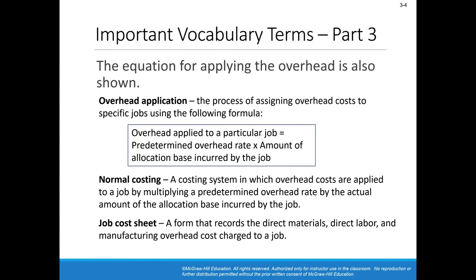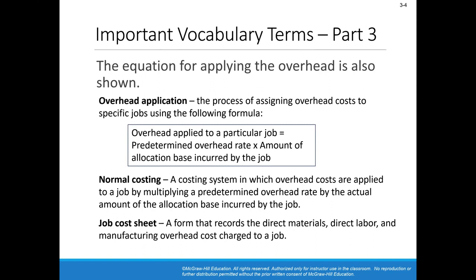Then we have normal costing, which is a costing system in which overhead costs are applied to a job by multiplying the predetermined overhead rate by the actual amount of the allocation base incurred by the job. And we have our job cost sheet. So this is that form. It records all the direct materials, direct labor, and manufacturing overhead costs charged to a job. In the example, I showed you a little sheet and it listed all of that out. Now with software, you're going to have some type of computer system that's going to run reports for you and show you what materials were used and what labor hours are on there. It's going to calculate all that for you.